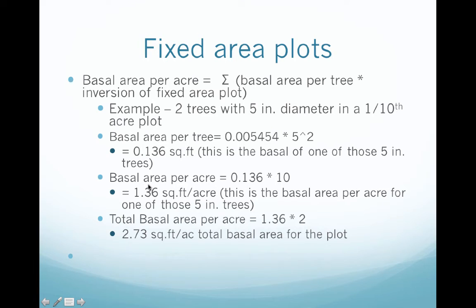So let's calculate the basal area per acre that one tree represents. We multiply this by 10. So multiply our basal area per tree times the inverse of our plot area. And since we have 2 of those, we're going to multiply it by 2. So we have 2 5-inch trees. This gives our total basal area per acre from that plot as 2.73 square feet per acre total basal area for the plot. So this is a pretty low density plot.